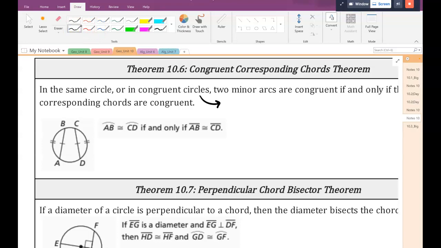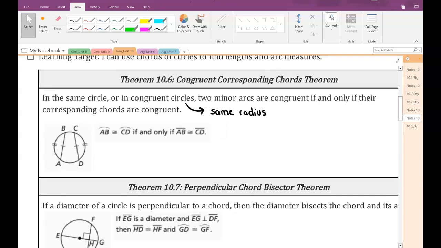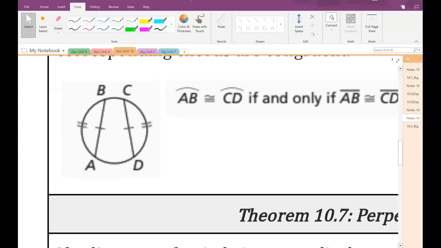In the same circle or congruent circles, and yesterday we established what we have to know for things to be congruent. For 2 circles to be congruent, they have to have the same radius. The radii have to be equal to one another. If that is the case, then we can say the circles are congruent. 2 minor arcs are congruent if and only if their corresponding chords are congruent. So if I have arcs AB and CD, and I make a chord between point A and B and point C and D, these 2 arcs are congruent if and only if the lengths of the chords are congruent.